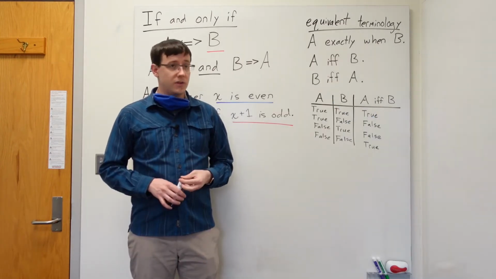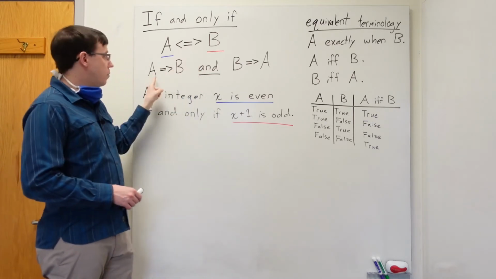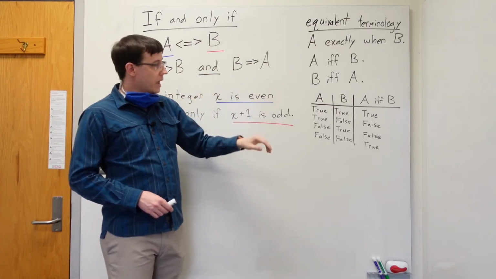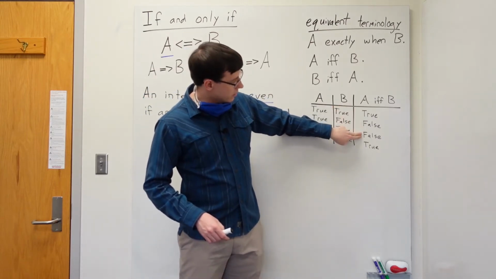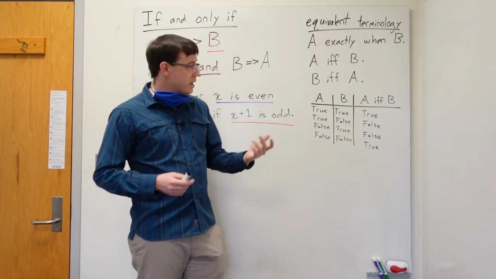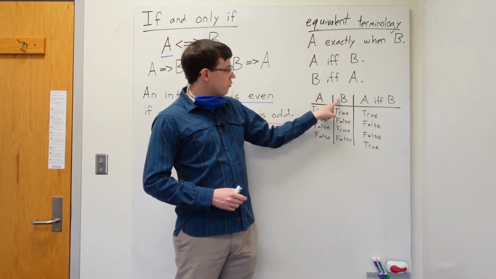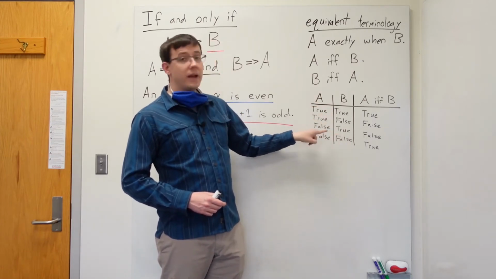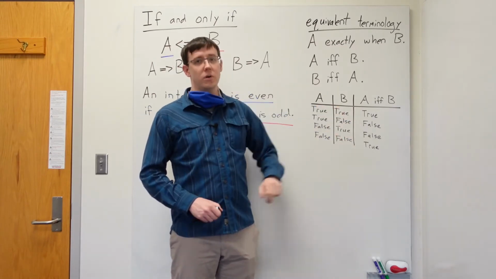Another way to think about this is that for the if and only if to be true, we need both A implies B and B implies A to be true. A implies B is true in the first, third, and fourth rows of this table, as we saw last time. But B implies A, the case where it's false is when B is true and A is false, which is the third row of the table. And so they are both true only in the top and bottom rows.